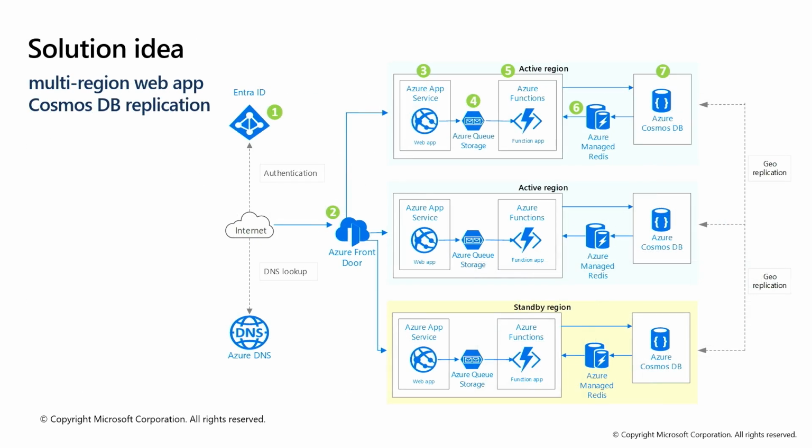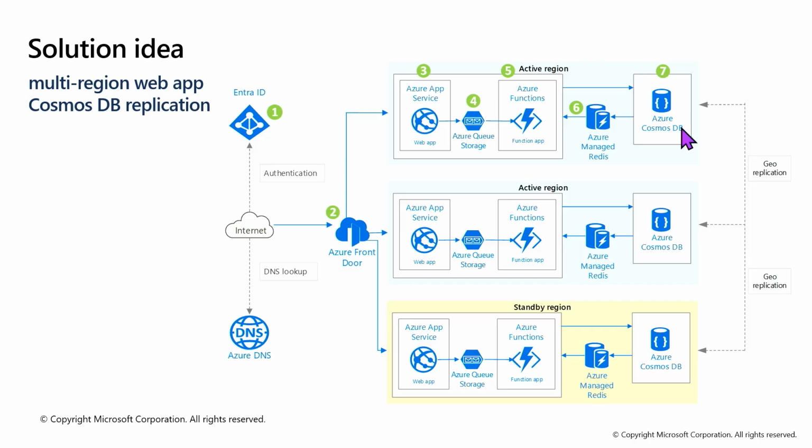Let's see a deployment of a multi-region web application with Cosmos DB replication. Authentication is enabled with Microsoft Entra ID. Then Azure Front Door routes to active region or failover into a standby region. App Service hosts the website and the RESTful web APIs. Tasks from the web app are queued in an Azure Queue storage. Queued messages trigger the function app to pull them. Azure Managed Redis caches the database data for the function for low latency.